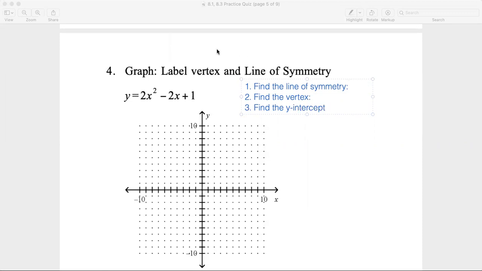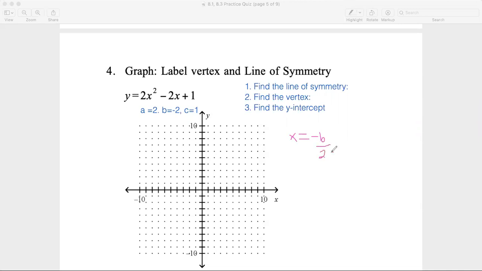So let's see, find your line of symmetry. Well, first I'm going to label my A, B, and C. So A is 2, B is -2, and C is 1. Okay, so let's go ahead and get to it. So y equals -b over 2a. Oh, not y equals, x equals. I'm finding my line of symmetry. X equals -b over 2a.